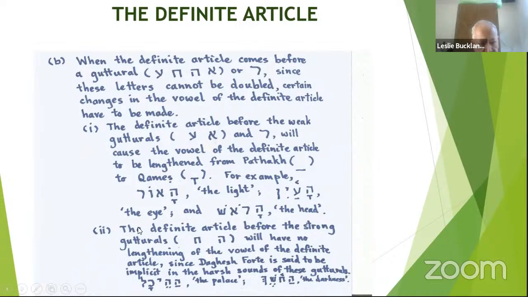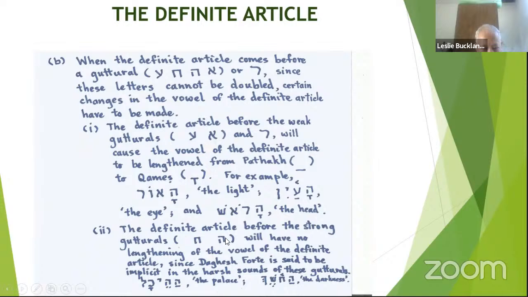Here are some other changes. The definite article before the strong gutturals, he and keth, will have no lengthening of the vowel of the definite article, since dagesh forte is said to be implicit in the harsh sounds of these gutturals. Let me explain what that means. Because these are said to be strong guttural letters, it is just as if the dagesh forte, the strong dagesh, has been put there, even though it has not been put there.